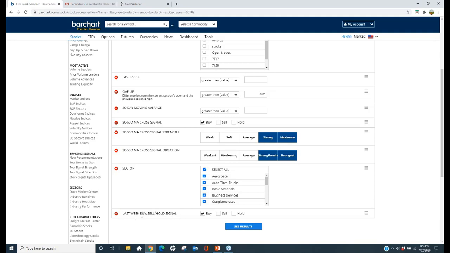And here I'm looking at what is the recommendation for last week. But we can also look at the recommendation from yesterday, or a week ago, or a month ago, or a year ago. So we have an opportunity to look at how Barchart has looked at each one of these different markets.